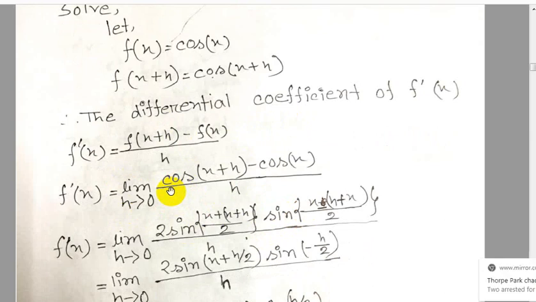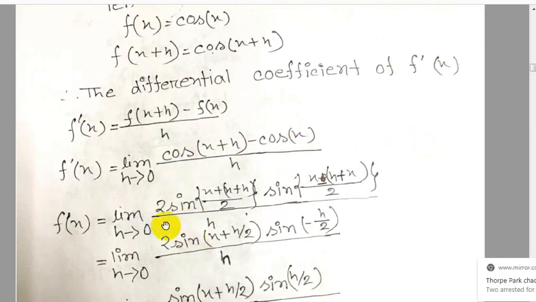Now we will apply the cos c minus cos d formula, and this will come out as sine of (d plus c) divided by 2 into sine of (d minus c) divided by 2.